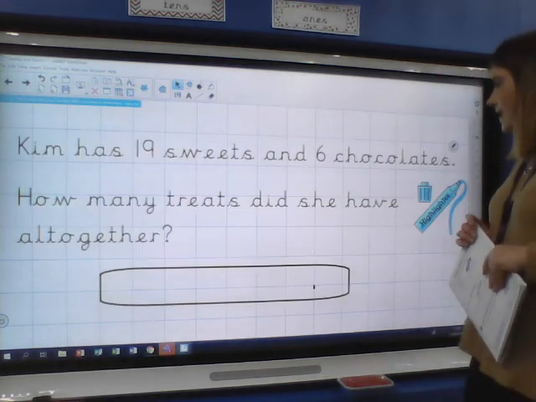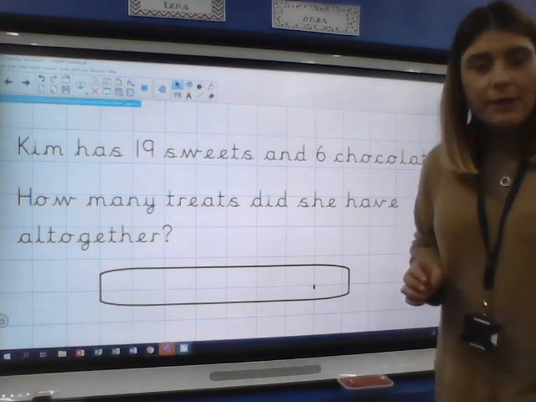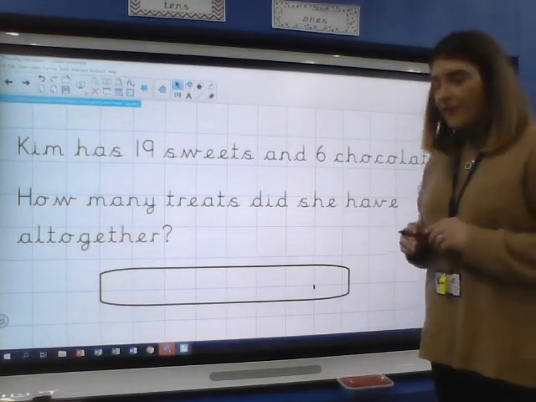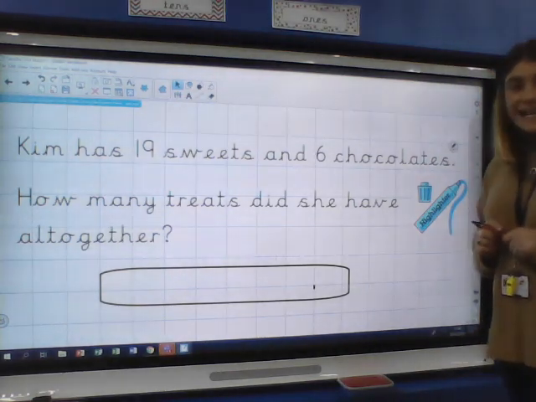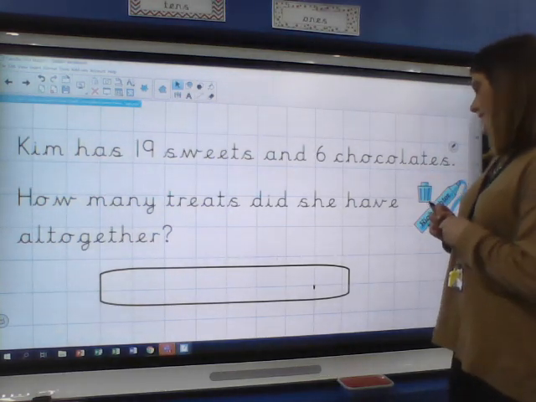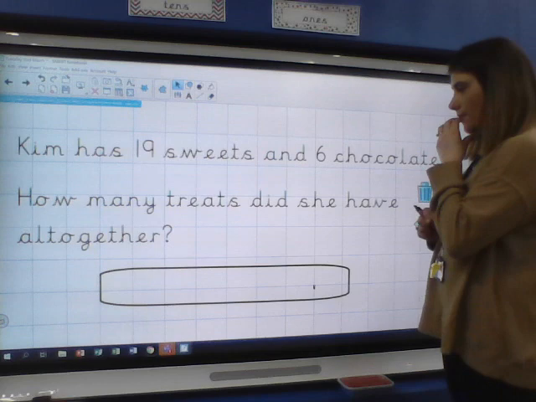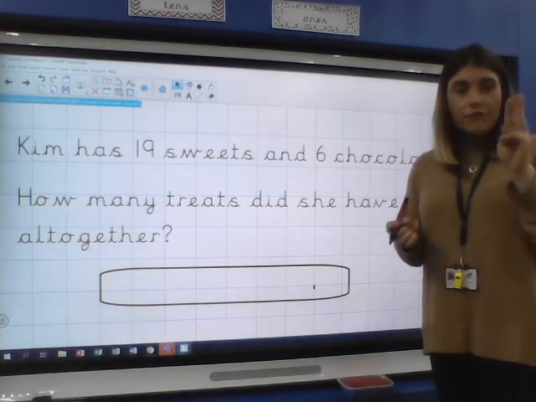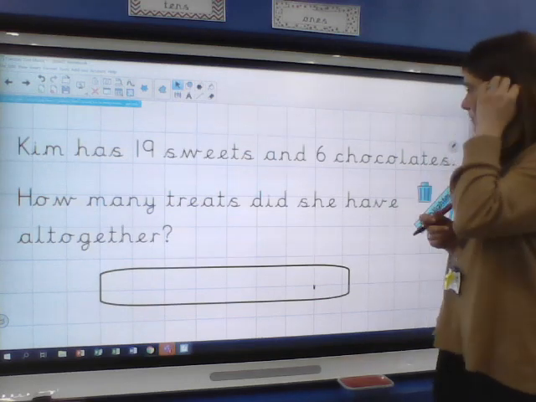Okay, so Mrs Wood has got a word problem. And I want you to join in with me, Year 2, on your whiteboard. So let's read it together. Kim has 19 sweets and 6 chocolates. How many treats did she have altogether? So there are 3 important things there that we need to remember.